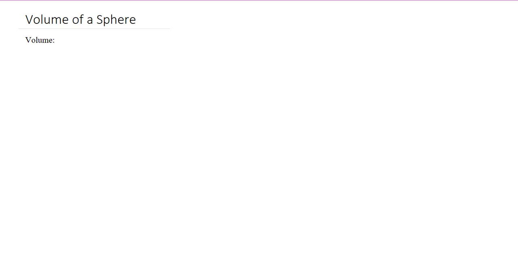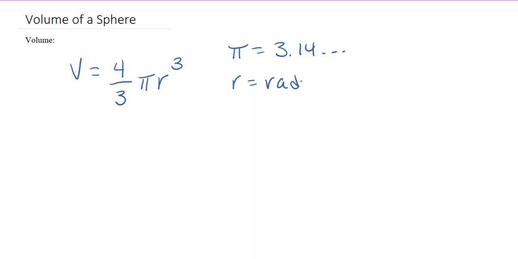So our formula is equal to 4 over 3. So essentially we're multiplying things by 4 and then dividing it by 3. Or we need to say 4/3 times pi times r cubed. Once again, pi is this number, 3.14, that continues on forever. R is our radius.